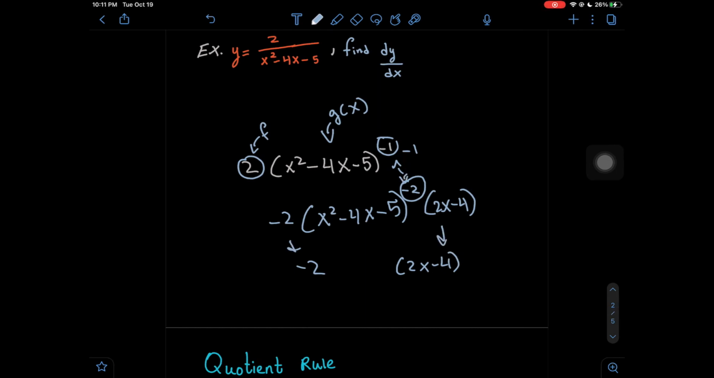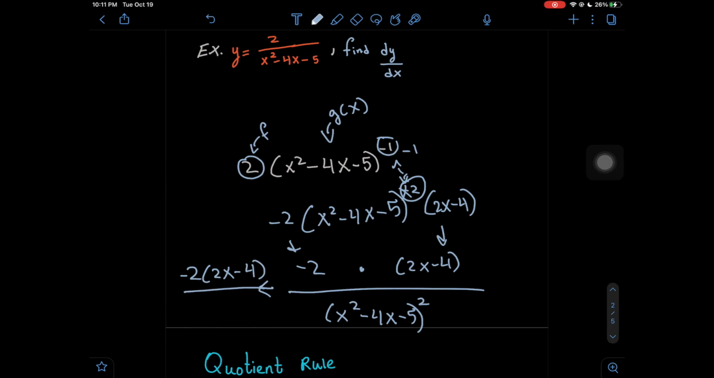So those are going down. And due to this negative, we're going to be moving that to our denominator. So we're going to have x squared minus 4x minus 5. And now that we moved it down, we're going to get rid of the negative, but we're left with a squared. So it's just going to be squared. These two are going to get multiplied. And our final answer is going to be -2 times 2x minus 4 over x squared minus 4x minus 5 to the power of 2. That's going to be the final answer.